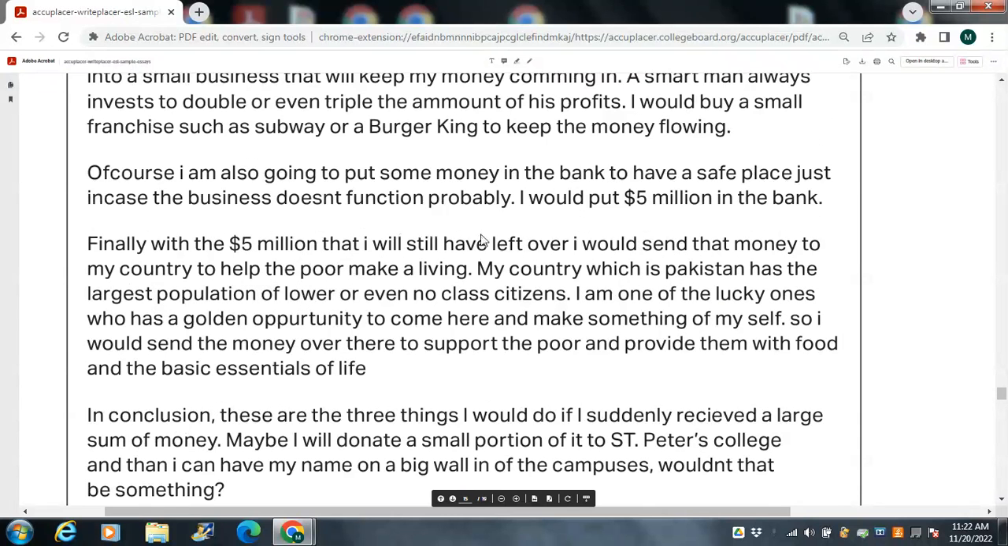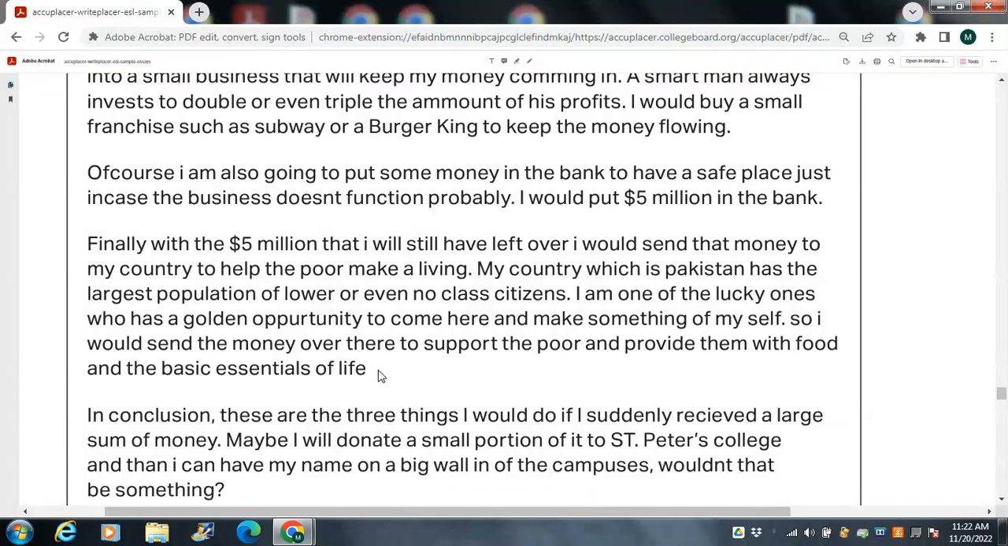Finally, with the 5 million that I would still have left over, I would send that money to my country to help the poor make a living. My country, which is Pakistan, has the largest population of lower or even no class citizens. I am one of the lucky ones who has a golden opportunity to come here and make something of myself. So I would send the money over there to support the poor and provide them with food and the basic essentials of life.